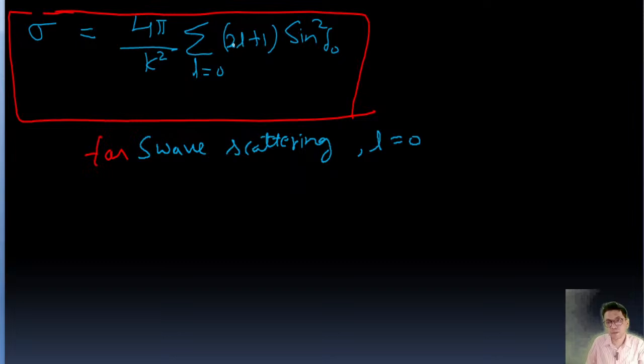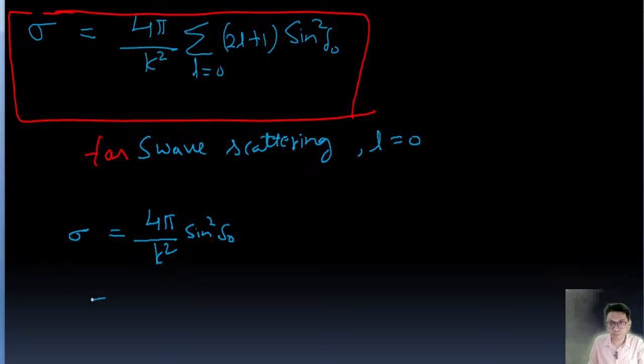Okay, so this value is going to be 0. Then the value of sigma is going to be 4 pi upon K square sine square delta naught, because L is 0. Okay, so this is the value, and now we'll put the value of delta here.